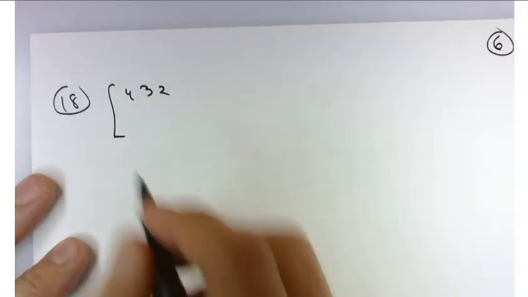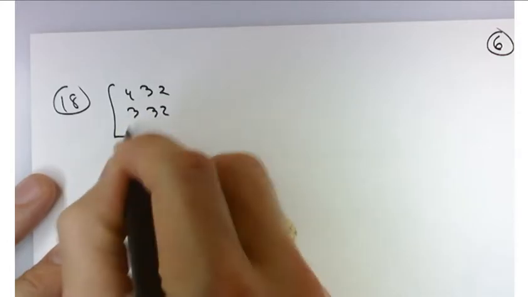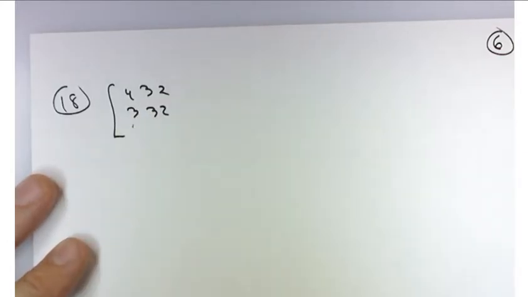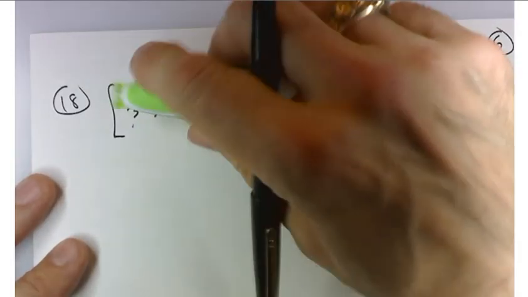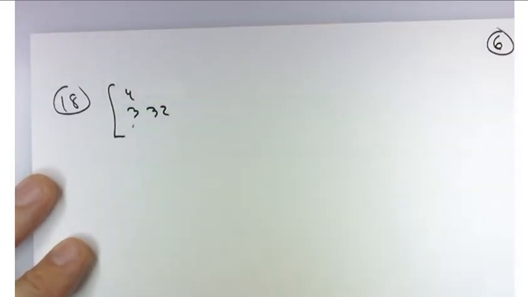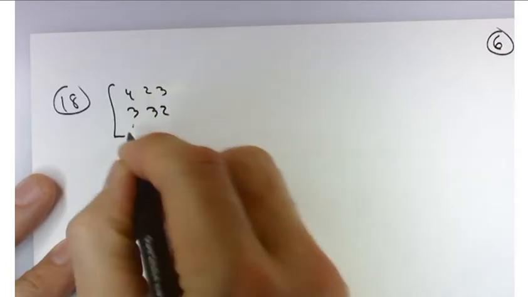4, 3, 2, 3, 3, 2. Is it 4, 2, 3? Thank you. Little dyslexia amongst friends never hurt. 4, 2, 3. Thanks, Kenny.